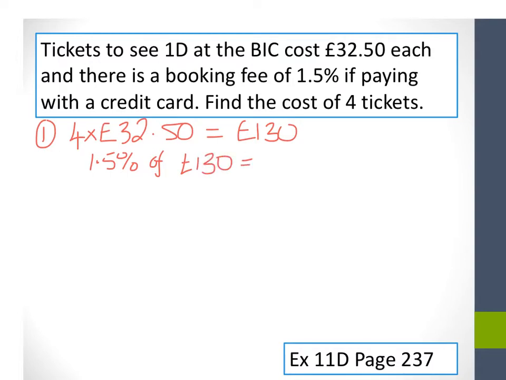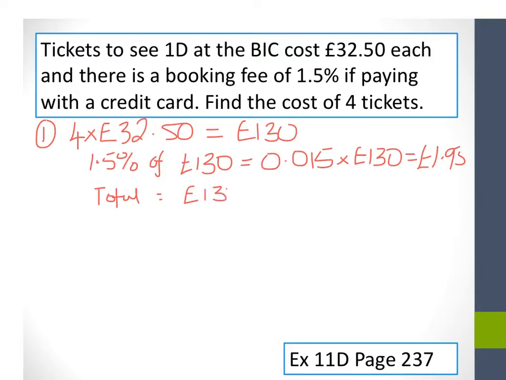So change my percentage here to a decimal by dividing by 100 will give me 0.015. Multiply that by 130 and work out the total. So the extra for paying with a credit card would be £1.95. So therefore the total cost would be £130 for the tickets plus an extra £1.95 booking fee to make a grand total of £131.95.